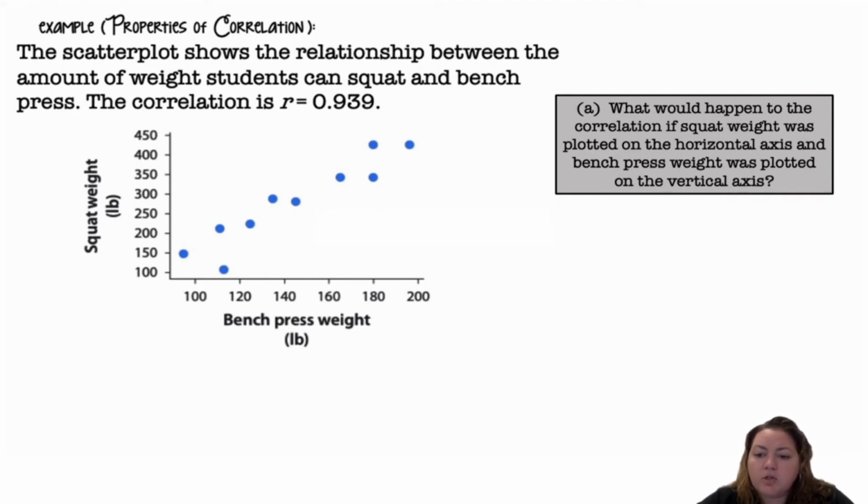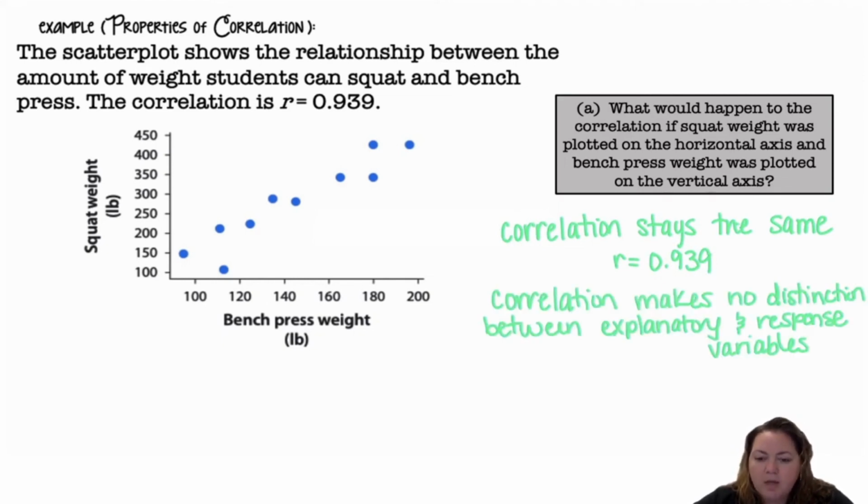What would happen to the correlation if squat weight was plotted on the horizontal axis and bench press weight was plotted on the vertical axis? So if I flip-flop what's on the x and the y, what would happen? The correlation would stay the same, 0.939. Remember, that's the relationship between those two things, so it's just as strong a relationship. Correlation makes no distinction between the explanatory and the response variable. It's just measuring the relationship between those two variables.